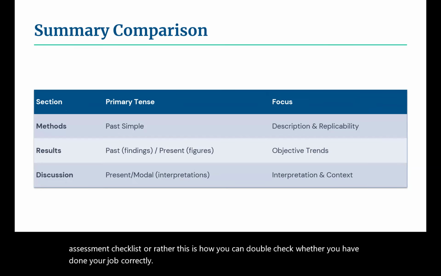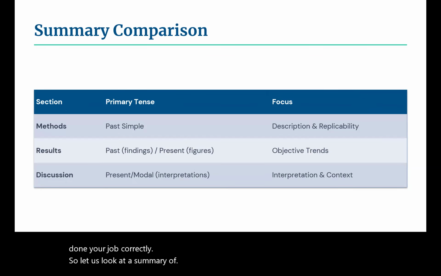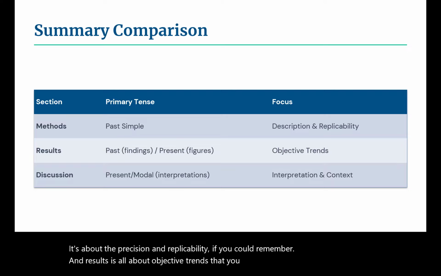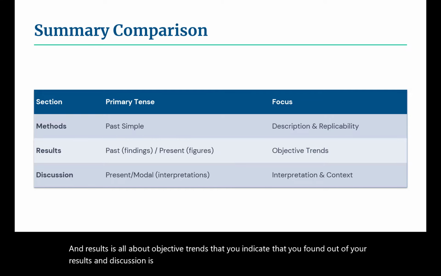So let us look at a summary of the three sections we've discussed: methods, results, and discussion. If you just look at the focus, methods is descriptive, and of course, it's about precision and replicability, if you could remember. And results is all about objective trends that you found out of your results. And discussion is about interpretation and, of course, the content.